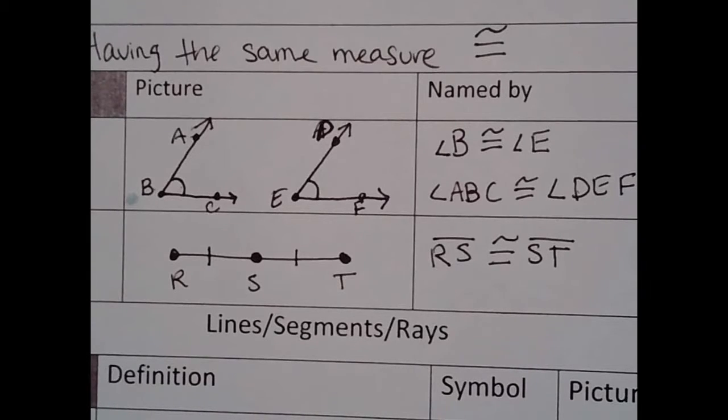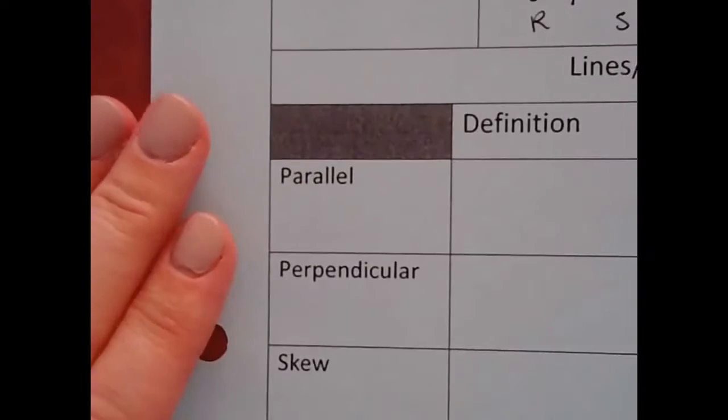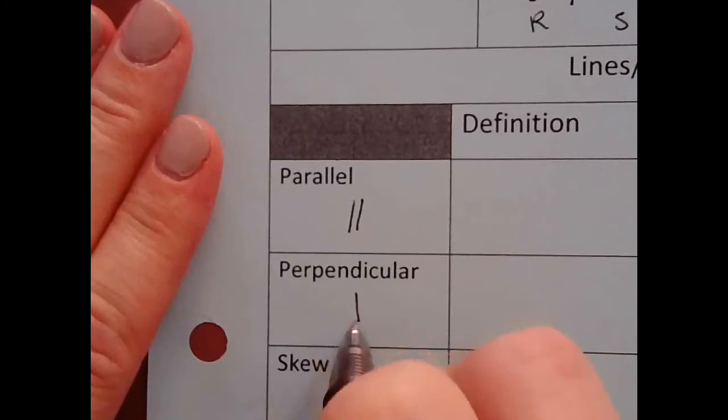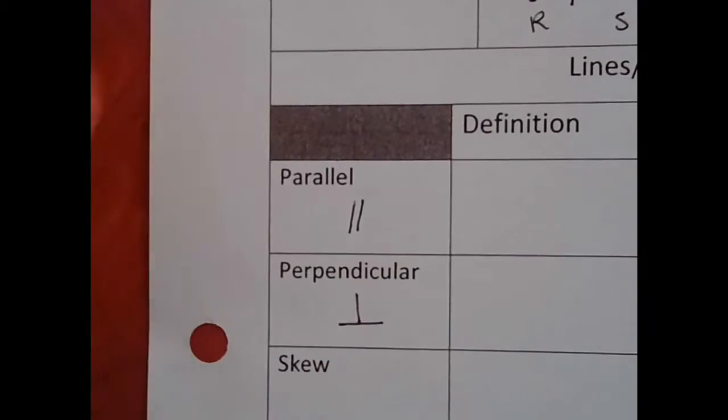Some more vocabulary terms. In the next section we have parallel. Parallel looks like two vertical lines. We have perpendicular, which looks like an upside down T. Skew and midpoint don't have specific symbols. We just write them in a sentence. So saying two things are skew or two things are midpoint.